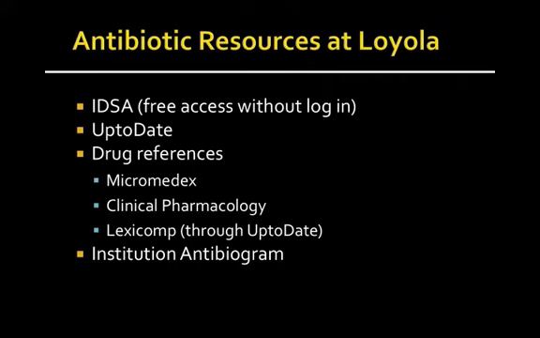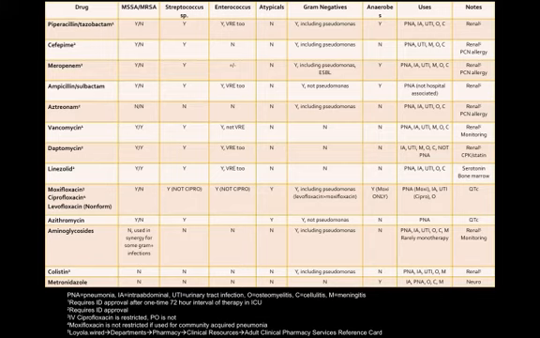Obviously, we have UpToDate available. For drug references, I tend to use Micromedex Clinical Pharmacology or Lexi. And then we do have access to the institution-specific antibiogram, which I think is helpful. They also break it down by unit, so you can see the resistance rates in the MICU compared to other units in the hospital, which is kind of interesting. You have to talk to your ID attendings about getting access to that, because we get it through some of our pharmacy people, but they're available.